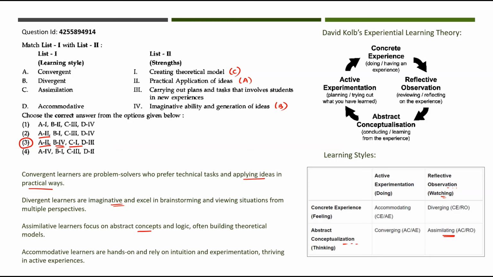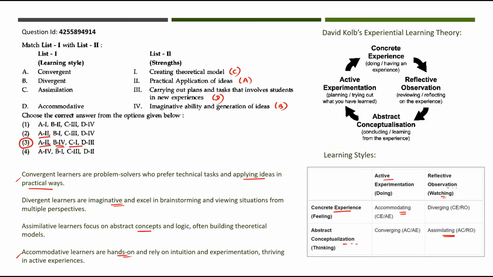Accommodative learners are hands-on and rely on intuition and experimentation, thriving in active experiences. So here it is about concrete experience and active experimentation, which is accommodating. The difference between convergent and accommodative learners should be understood. They apply ideas in practical ways, that is different, and here hands-on means they keep doing something. So this can be equated to carrying out plans and tasks that involve students in new experiences.